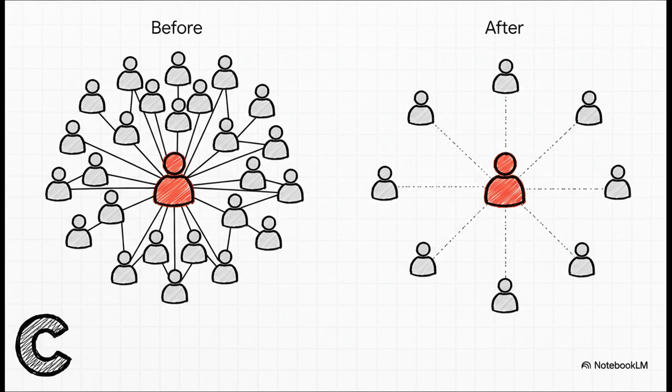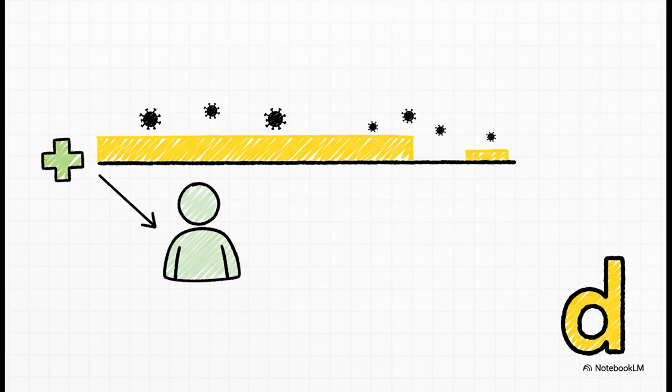And last but not least, we have D, the duration. How long is an infected person actually contagious and spreading the virus? We can shrink this window of time with things like rapid testing, so we find people sooner, and with effective treatments that help their bodies fight off the infection faster.